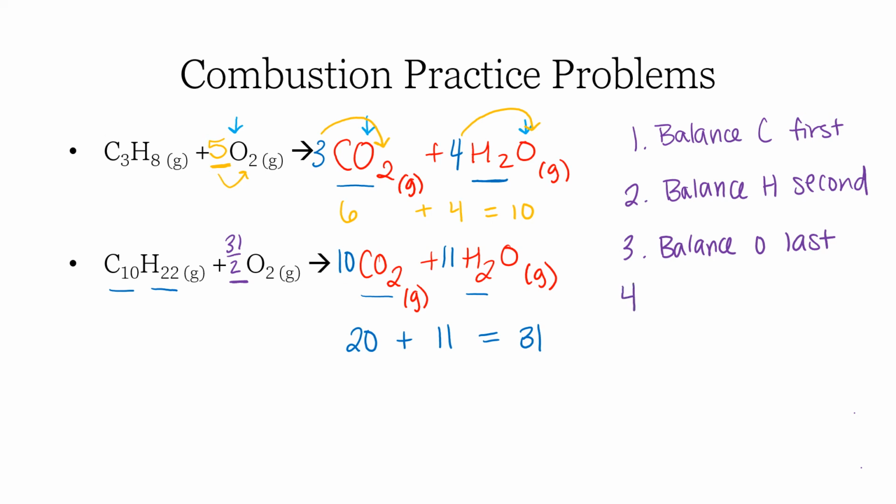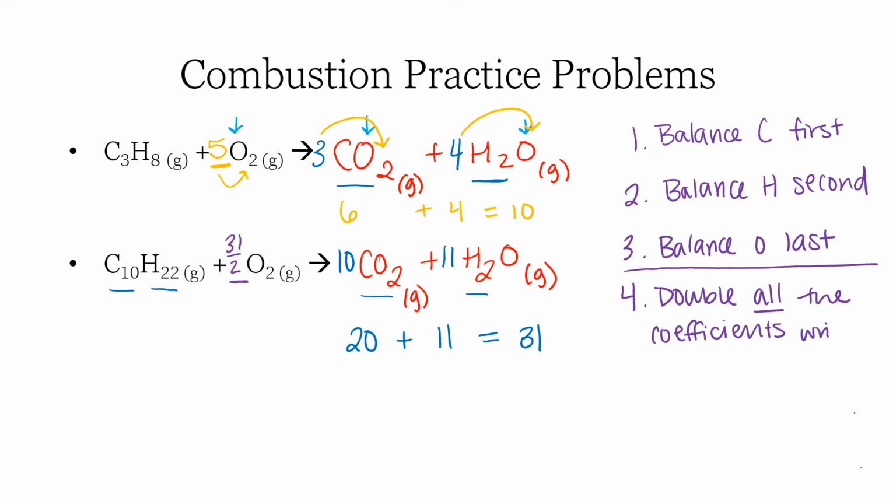So we're going to add a 4th step to our checklist, and we're only doing this step, so I'm going to draw a line, because you're only going to do this step if you end up with a weird number in front of the oxygen, where you have 15.5 or 31 over 2. When that happens, we can't really have half of a molecule. So we need to go ahead and double all the coefficients and then try balancing oxygen again.